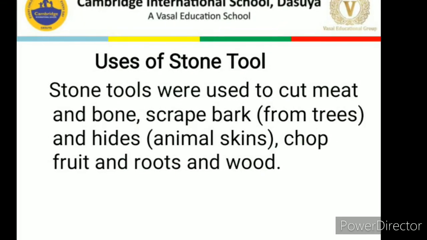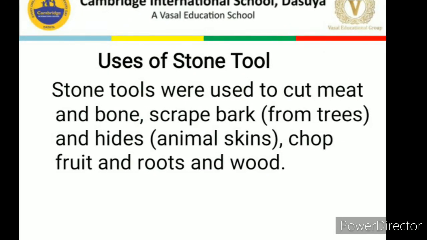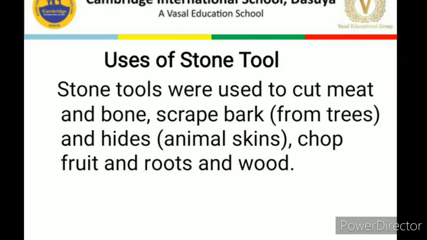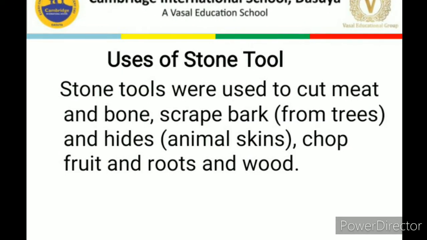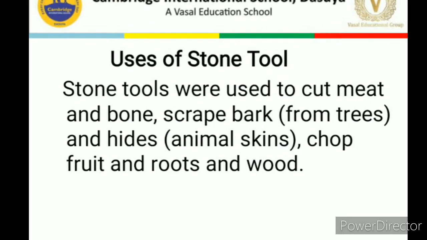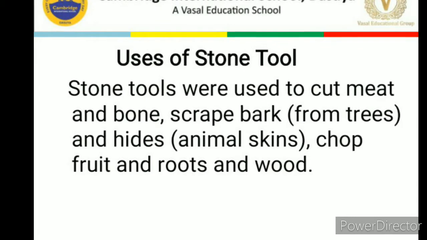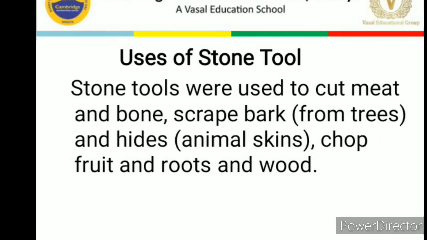And dear children, we have also discussed the techniques of making the stone tools. I hope you have remembered those. Number one, the stone on stone technique, and number two, the pressure flaking technique. That's all about the previous lesson.